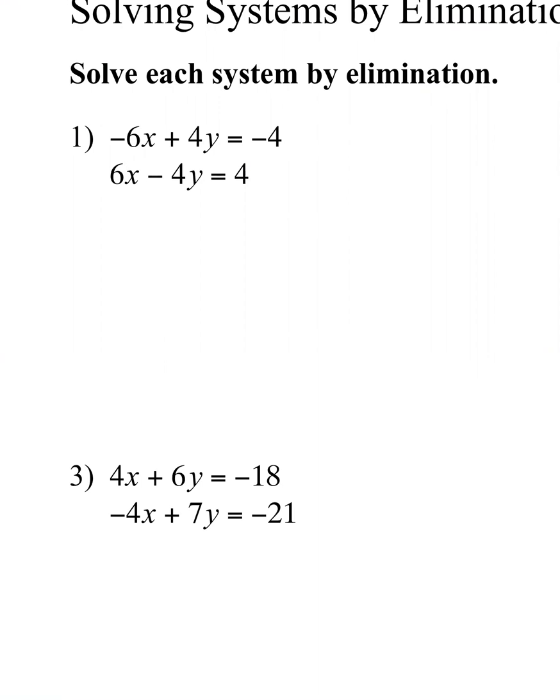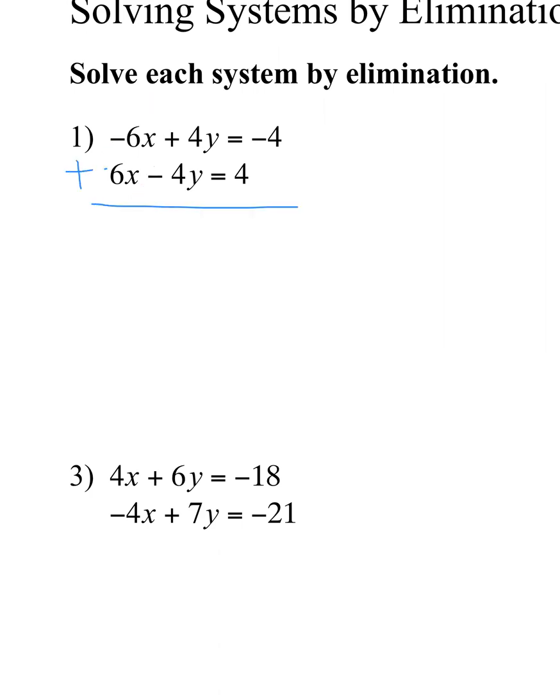So if I go ahead to start number one, just like always, I want to make sure that they're in the same order, but they are. x, y equals some number. They're both good to go. Then I want to look and see if I have a pair of opposites. Hey, check it out. I do have a pair of opposites. I have a negative 6x and a positive 6x. So even better, because now I don't have to multiply by anything. Let's go. So let's go ahead and add those together and see what happens.